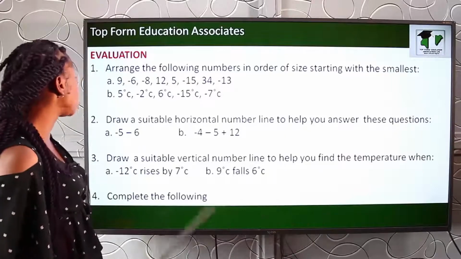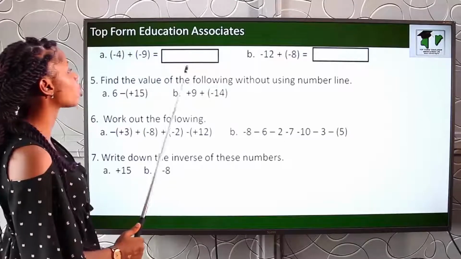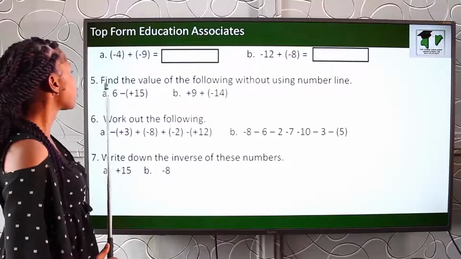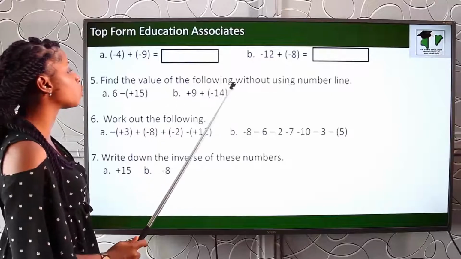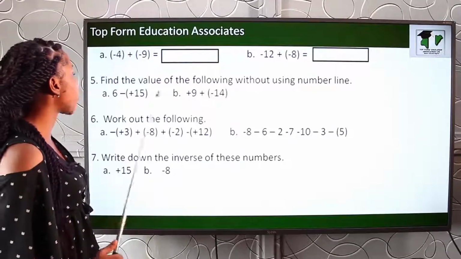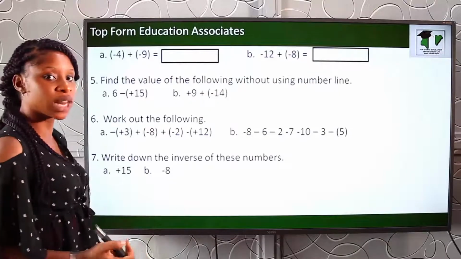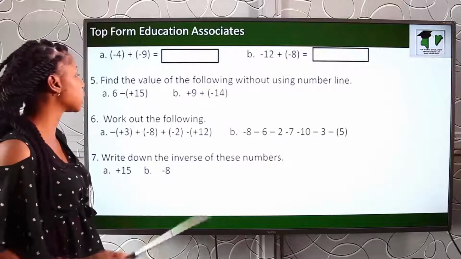Number 4 says complete the following. We have these sums here. We're asked to complete the following. Number 5, find the value of the following without using a number line. We're asked to find these sums without using a number line. We've learned so much about the signs, so we can do this.